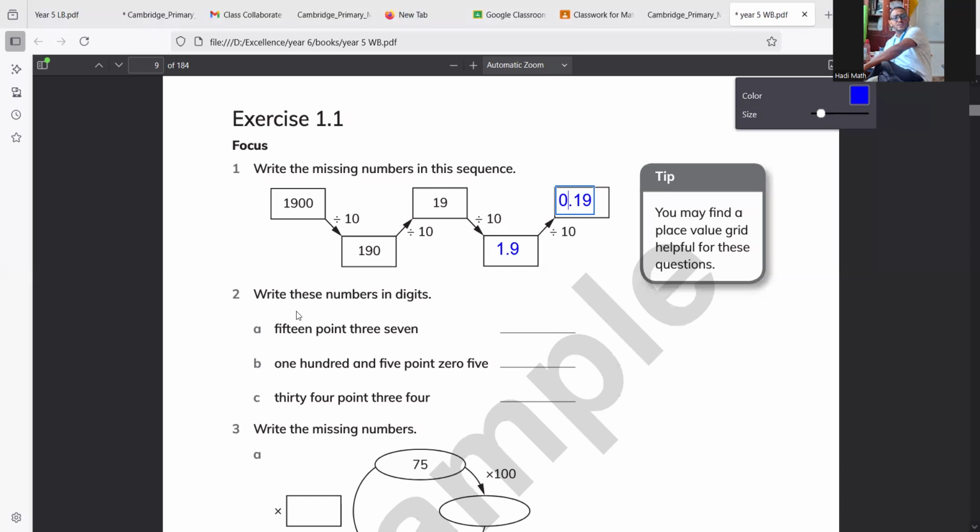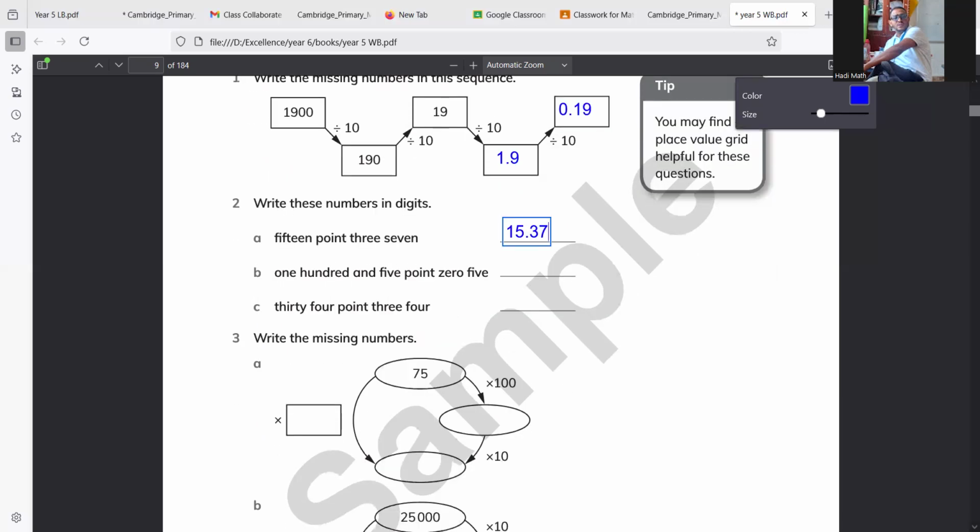Number 2, they say write these numbers in digits. You have 15.37. Watch out, we never read it as 0.37. If you would like to read 0.37, you must say 37 hundredths. The number after it is 105.05.